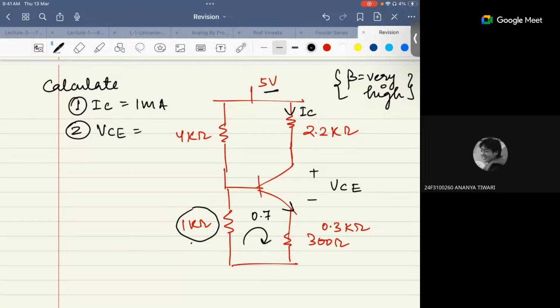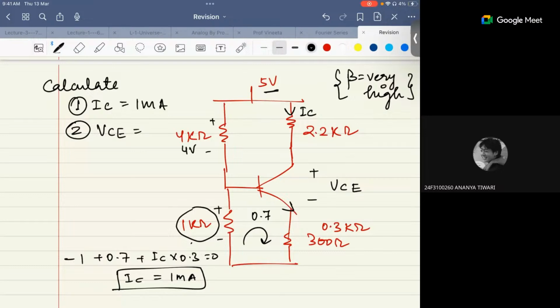See, this will be what? The potential drop is 1, so minus 1 volt plus 0.7 plus IC times 0.3 equals 0. So IC is 1 milliampere only, right? And here you have a 4 volt potential drop, right? 4 here, and then you can again use the same thing. This is VCB. VCB you can calculate, and then from there you can calculate VC.